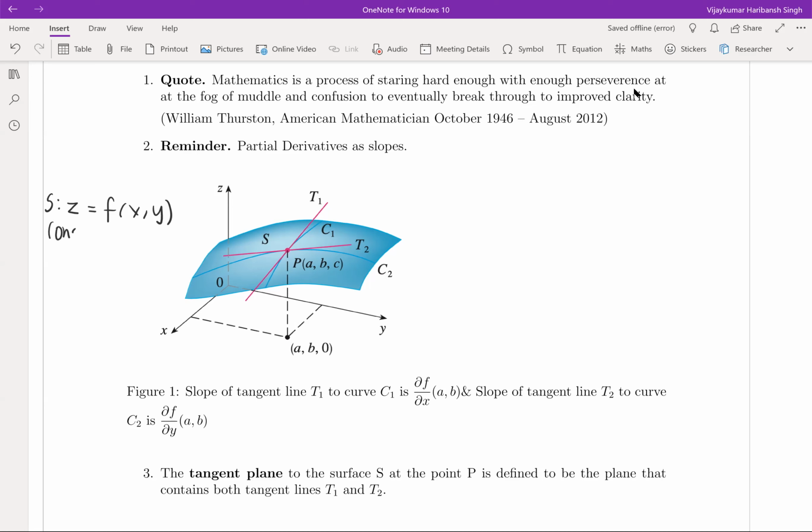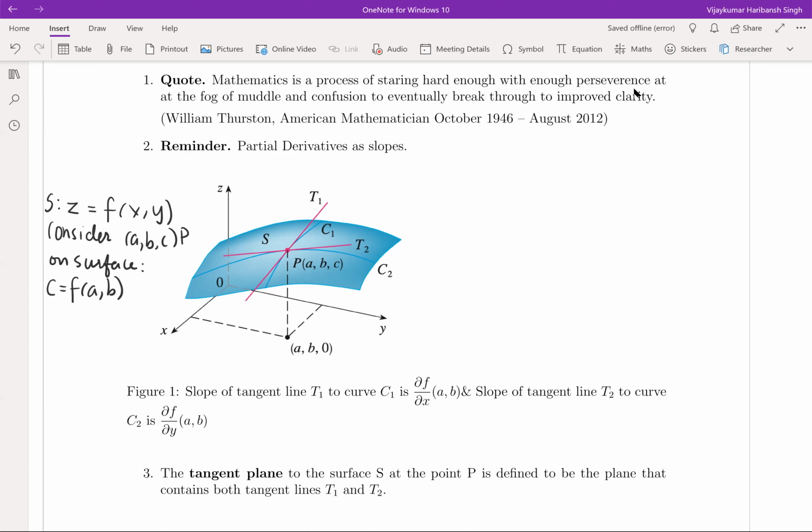Consider a, b, c, P on the surface. This clearly means that since it lies on the surface, it satisfies the equation of the surface. So you have c equals f of a, b.